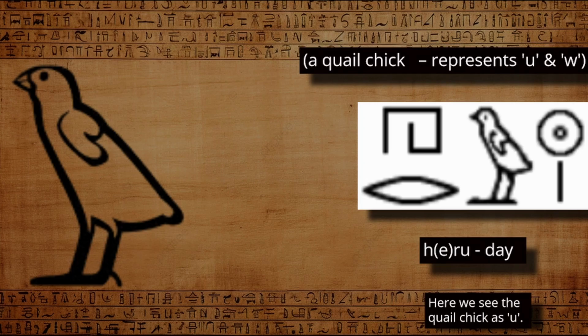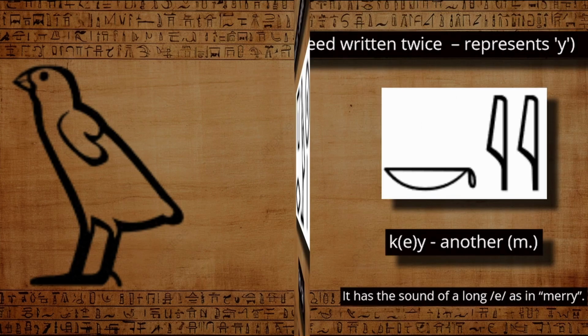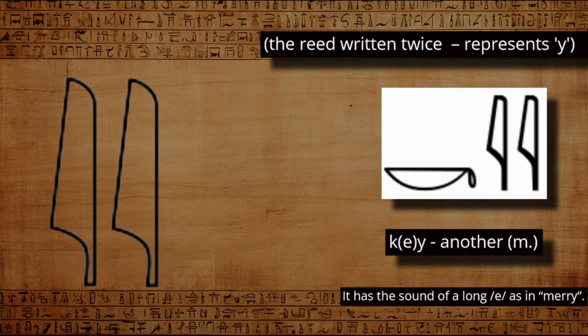Next, we see the reed leaf again, but doubled up to represent the Y, actually pronounced like a long E, like in Mary. This can be tricky, since it's not always easy to tell if it is a double E or Y, or just a single Y. Take for instance the word ke, meaning another. This word is actually in a masculine form, and yes, ancient Egyptian had grammatical genders. By the way, speaking of genders, the next hieroglyph is a bolt on a door, which stands for Z.